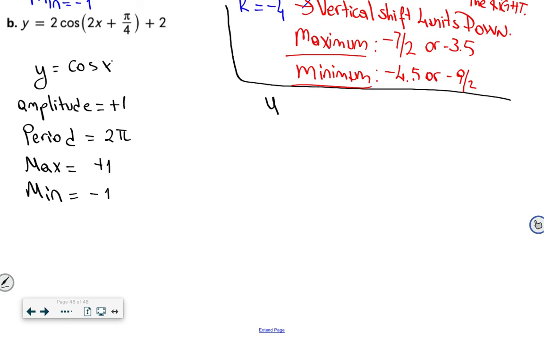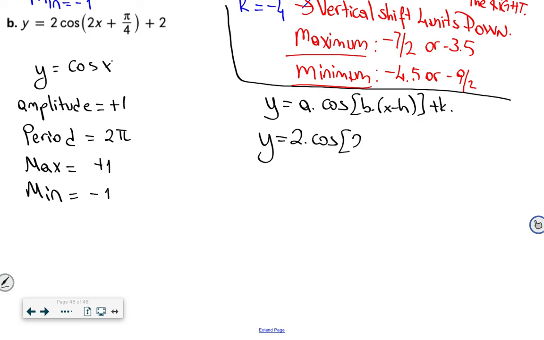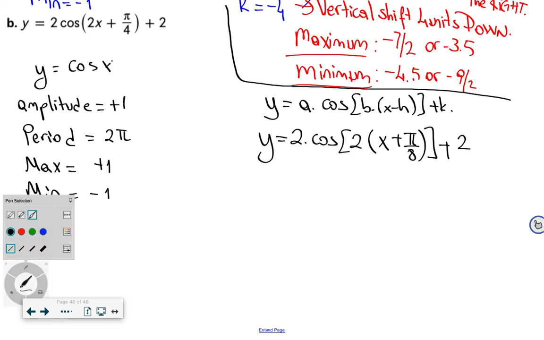What is the general form of the transformed function? Y is equal to a times cosine b times x minus h plus k. Remember that, ladies and gentlemen, when you look inside the parentheses, unfortunately the coefficient of the x is not 1. This is the reason I need to rewrite this expression as y is equal to 2 times cosine. If you take the greatest common factor inside the parentheses, you will get 2 times x plus pi over 8, plus k, which is 2.